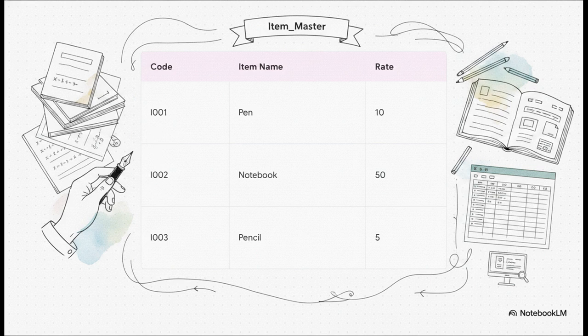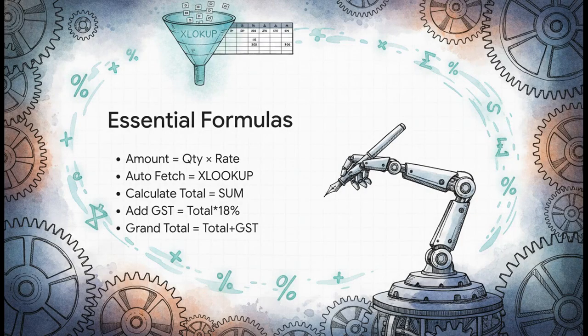The very first thing you need in Excel is a sheet named item_master. Think of this as your master product database. You can see we have an item code, the item name, like pen or notebook, and the rate. So whenever you add new inventory or need to change a price, you just update this one simple table. Easy. Now for the real magic, the formulas on your actual billing screen.